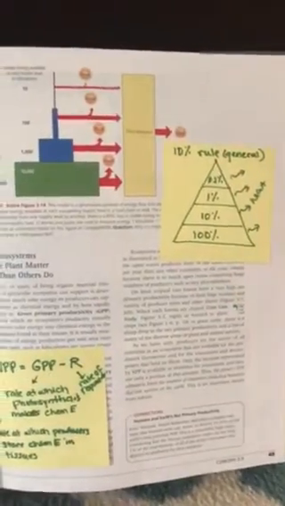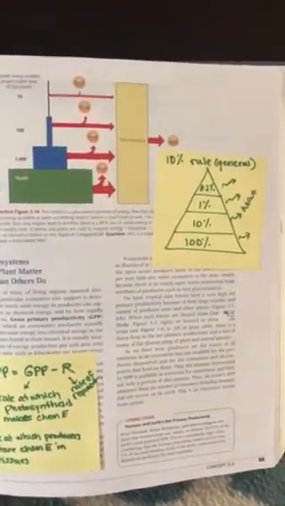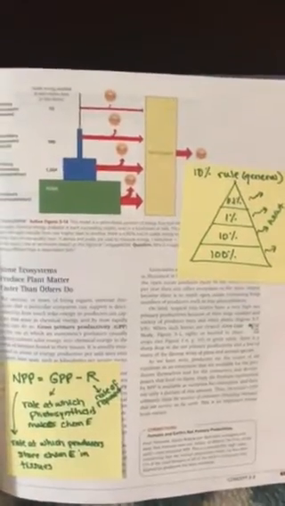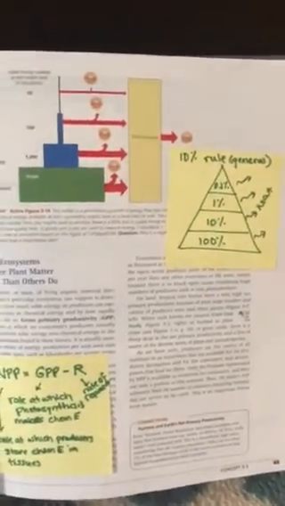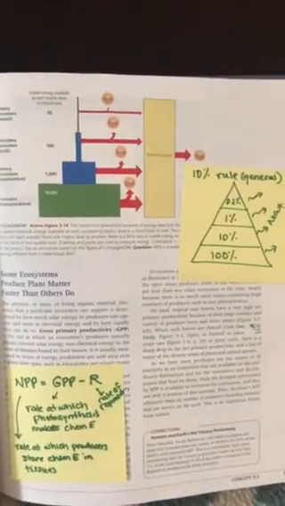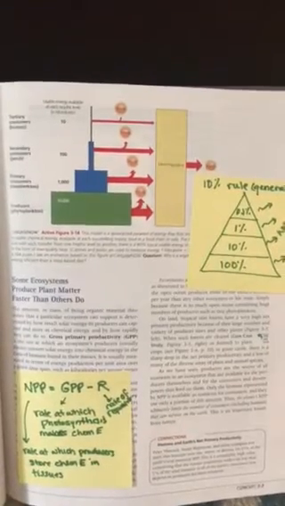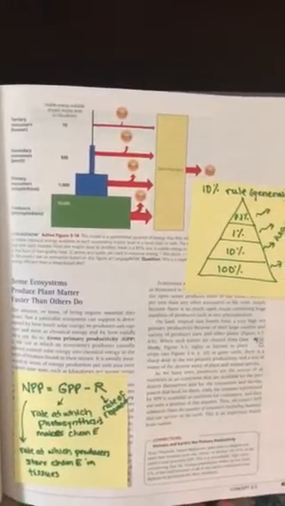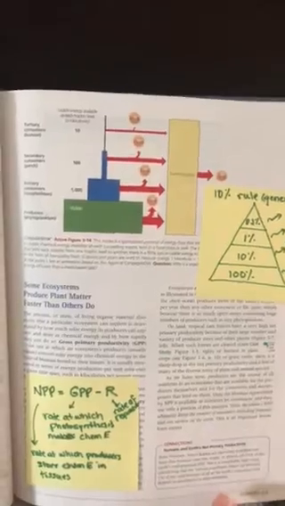Hopefully you remember this pyramid here, the 10% rule. It's a very general rule, but generally only 10% of energy is available to the next trophic level. So producers make 100% of the energy, but they basically use about 90% or it's lost as heat, and then only 10% is available for primary consumers, etc.